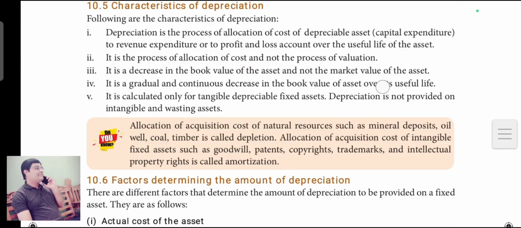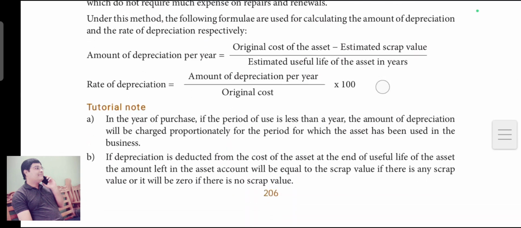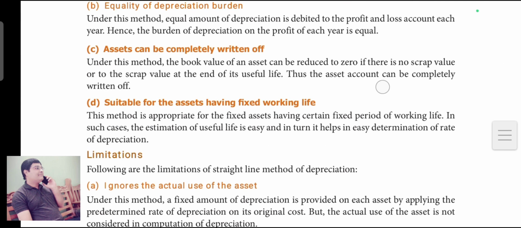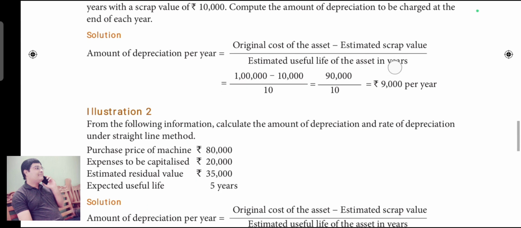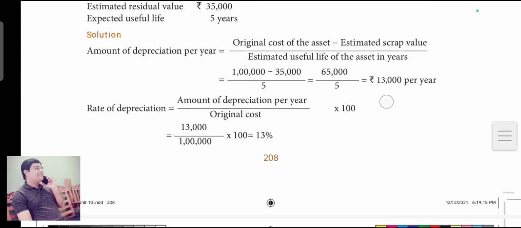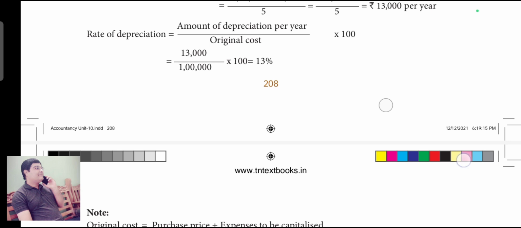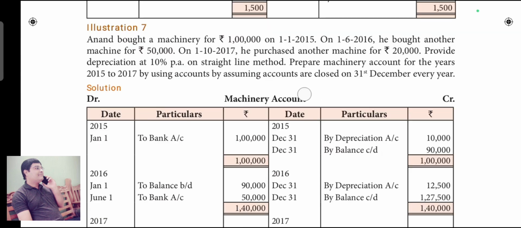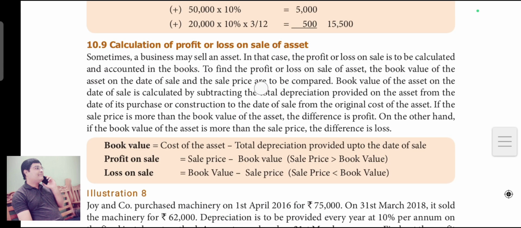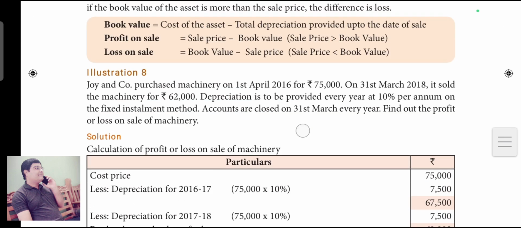In this chapter, illustration 1, illustration 2 is very important. Illustration 3 is also important. Illustration 7 is very important, 5 mark sum. Illustration 8 is also very important, 5 mark sum.